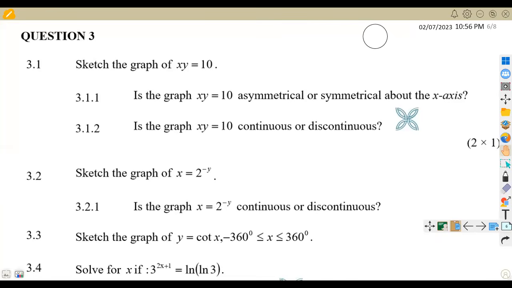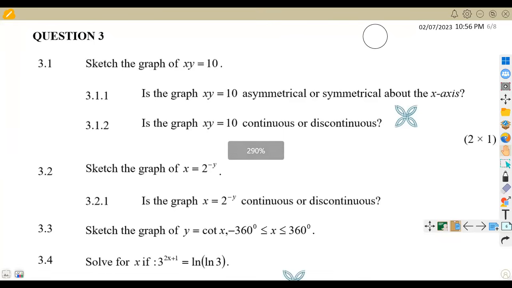So in this platform, we shall be focusing on question number 3 from the question paper of August 2021. It had a mix of questions: the sketching of graphs, the solving of equations, exponential equations, and so forth. So we shall quickly rush through the questions so that we see how we're supposed to attempt them.